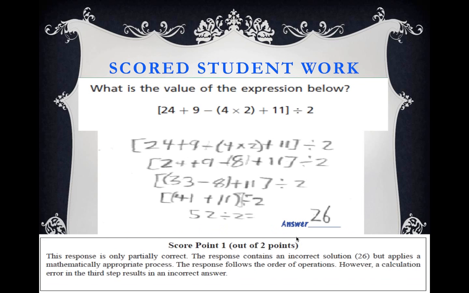Once again, this is another student who scored a 1 out of 2 points. Once again, only partially correct. Their response contains an incorrect solution of 26, but applies a mathematically appropriate process. The response follows the order of operations, but in the calculation in the third step, 38 minus 8, this particular student added instead of subtracted.